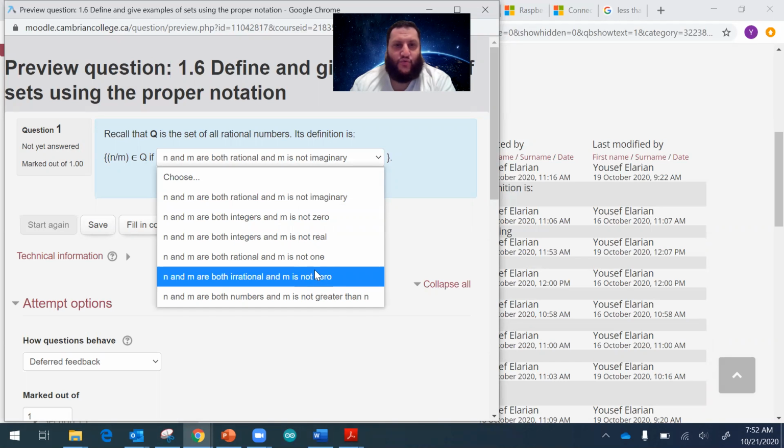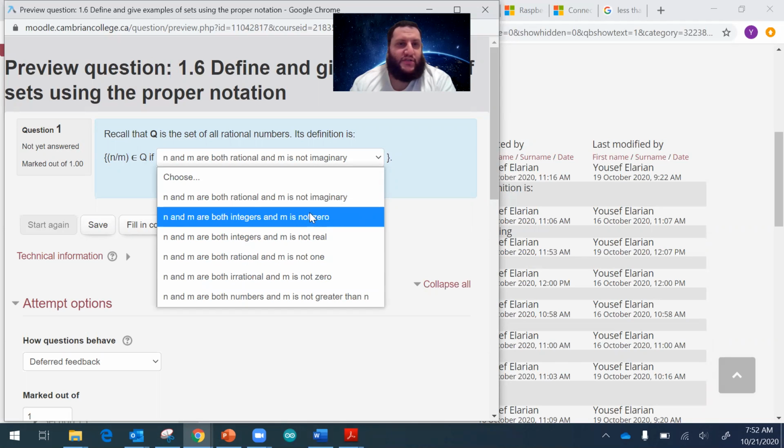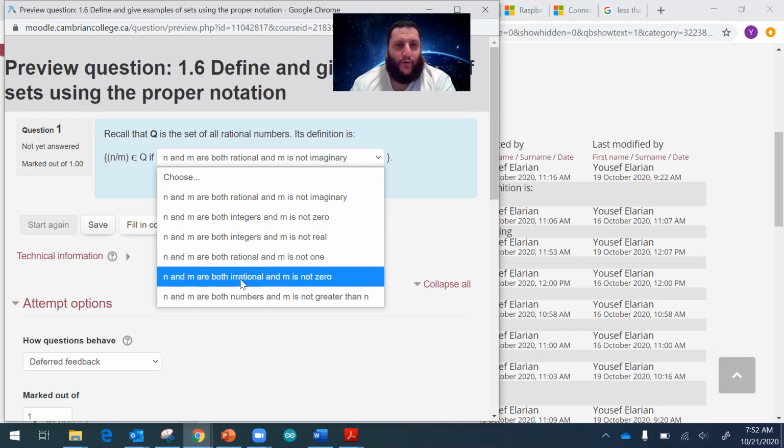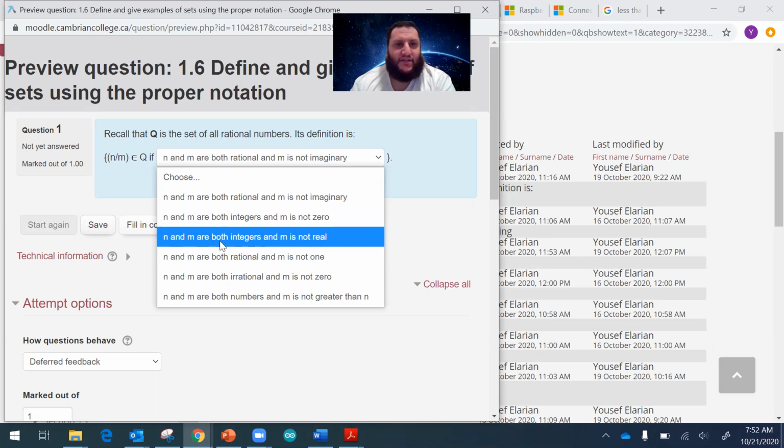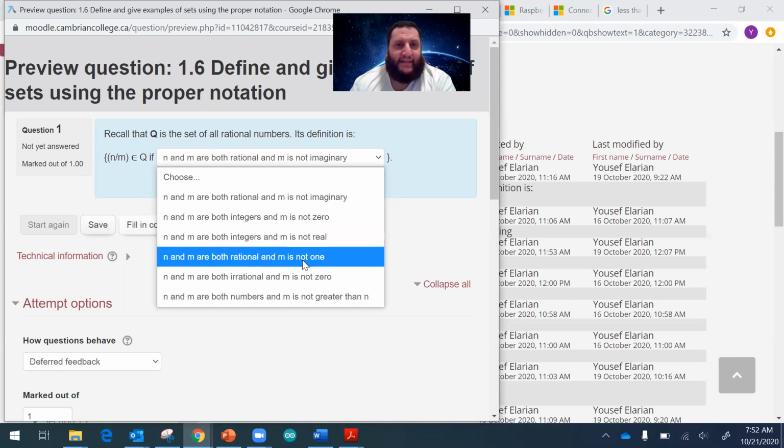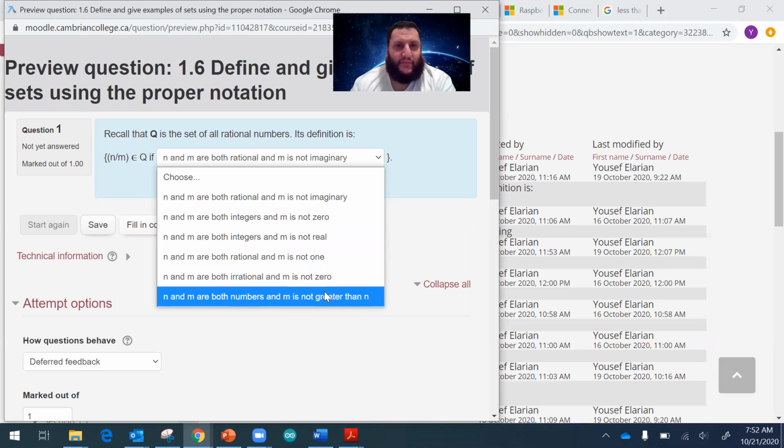We have to compare these two. Not 0 here says they are both integers. Here it says they are both irrational. This is incorrect. This is a correct answer. Just to pass by the other answers, let's see. Both integers and M is not real. No, M is not 0. And M is not 1. No. And also again, M is not greater than N. No.